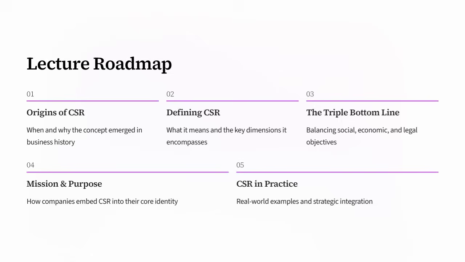This lecture follows 5 steps to build a practical understanding of corporate social responsibility. We'll begin with the origins of CSR, looking at when and why the concept emerged in business history. Next, we'll define CSR and examine its key dimensions. Then, we'll explore the triple bottom line, which balances social, economic, and legal objectives. We'll also consider how companies embed CSR in their mission and purpose. Finally, we'll connect these ideas to practice through real-world examples and strategic integration. The goal is to understand CSR as both a concept and a business approach.